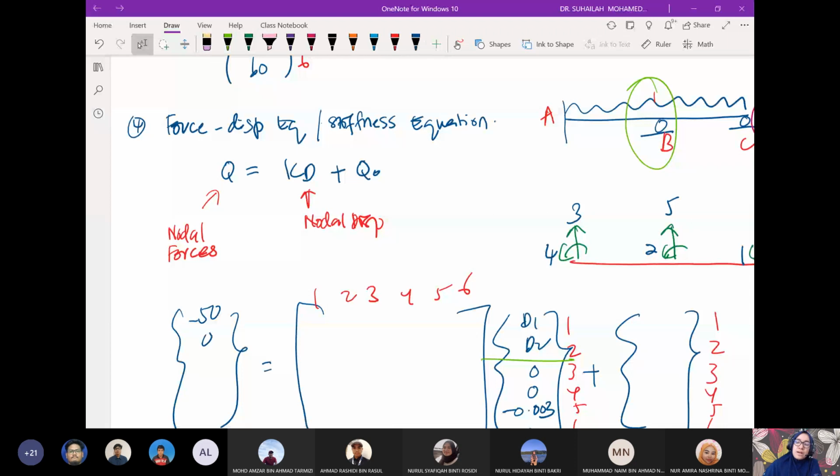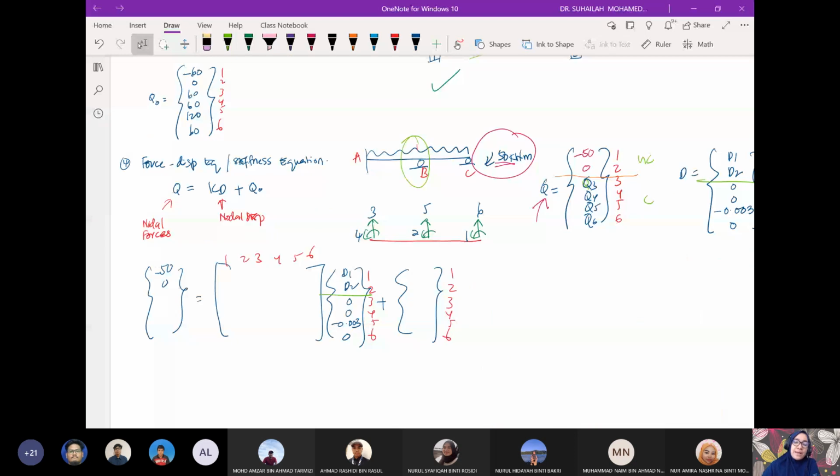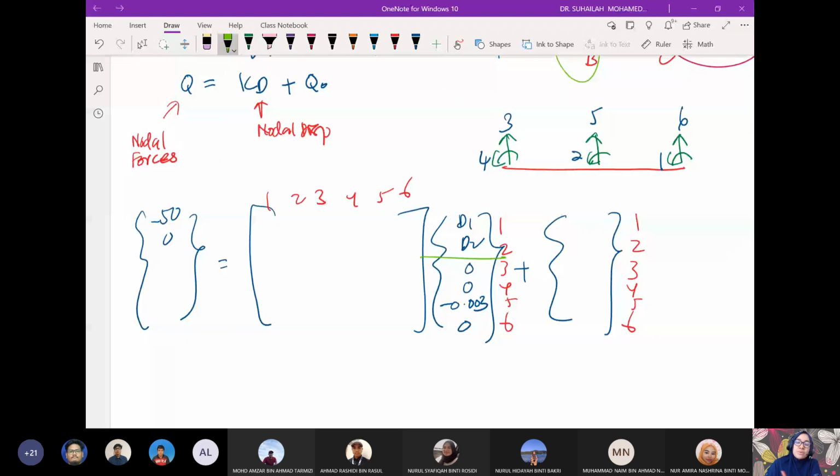Okay, so means that I dapat all Q, Q naught, D dengan K. So kita rewrite back in stiffness equation. But the one that we analyze to solve for the unknown displacement is only yang ini plus yang ini, sebab ada tambahan 5. Okay, nanti I will continue this by recording video.